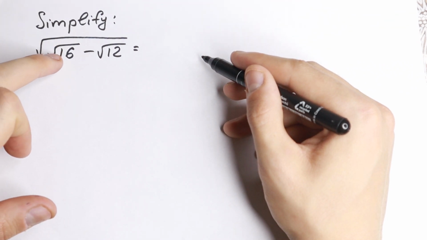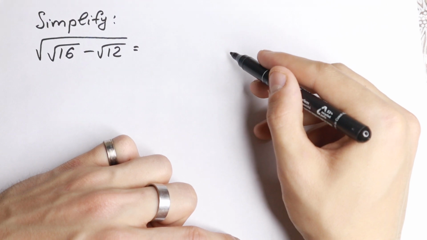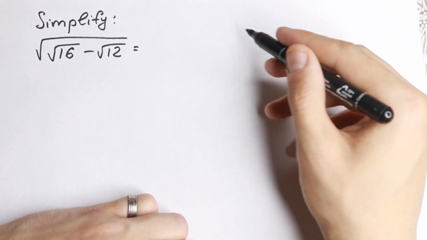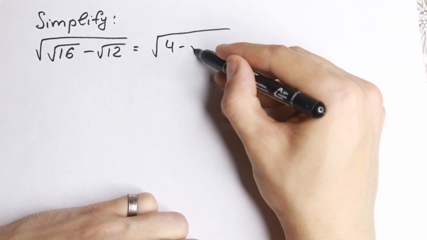How can we do this? We cannot subtract these two elements. But how can we solve it? First of all, square root of 16 equal to 4. We know this. So let's write this square root of 16 as 4. So we have 4 minus square root of 12.